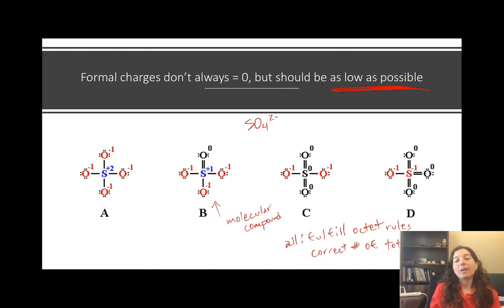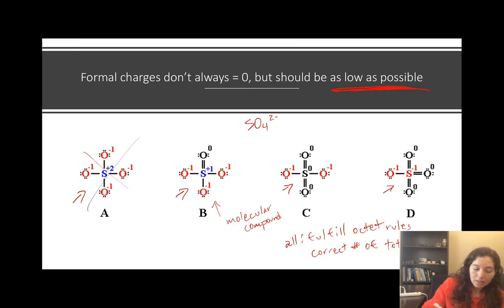But if you see here, they all have different formal charges. We've got one structure where all of the oxygens have -1 charges and the sulfur has a +2. We've got one here where we're reducing the oxygen negative charges, and then reducing them even more and even more. So the structure that's going to be the best is the one with the lowest formal charge overall. So definitely not this one and definitely not this one.